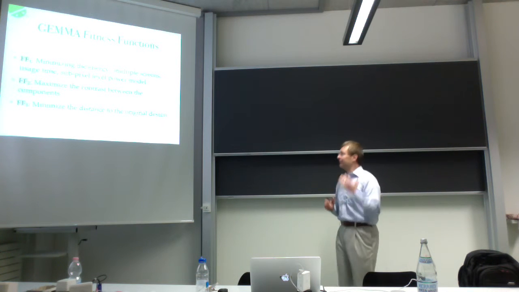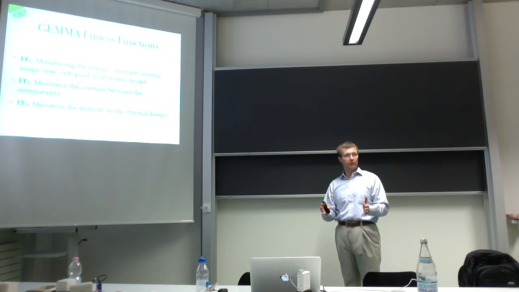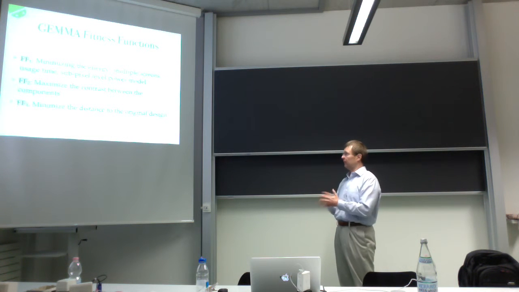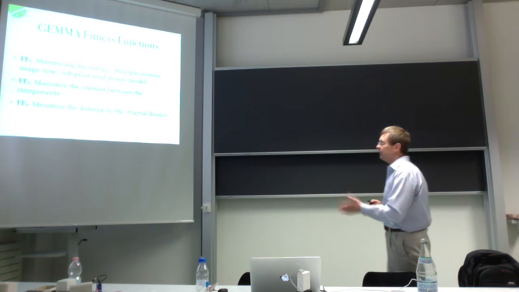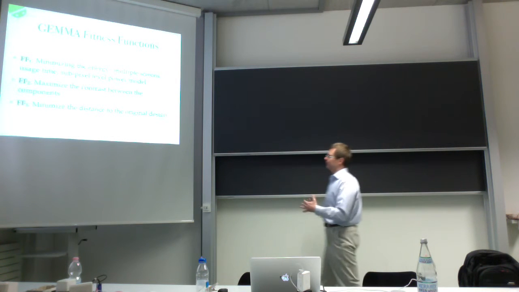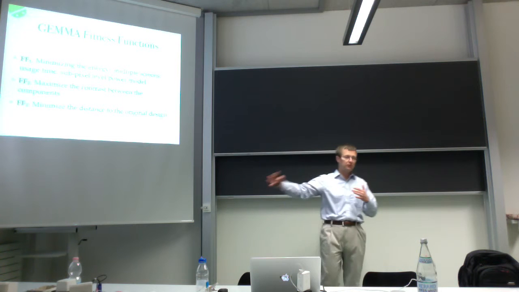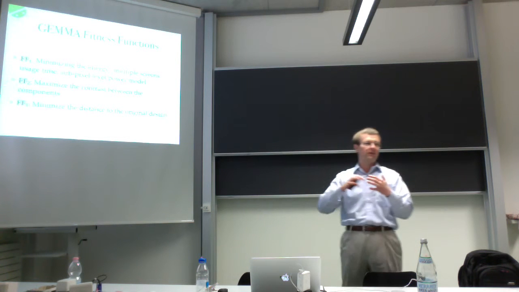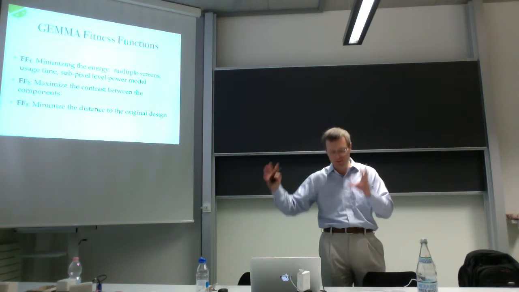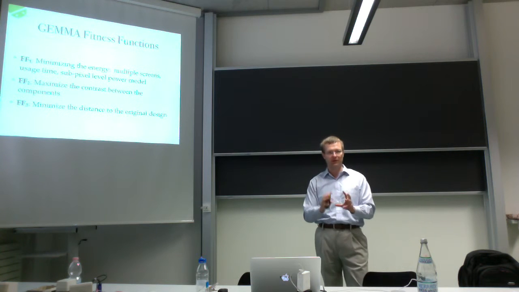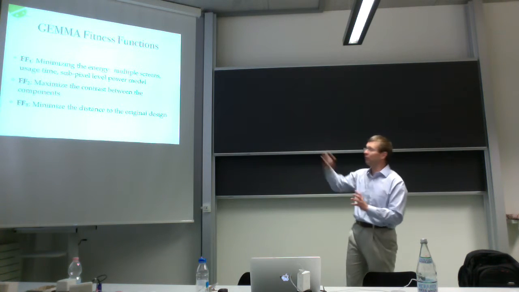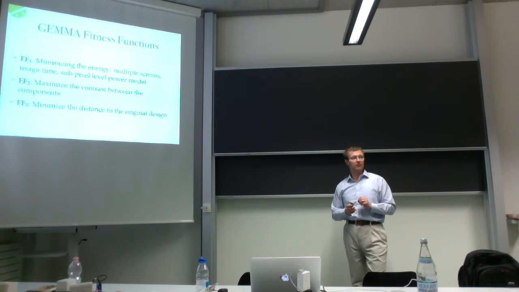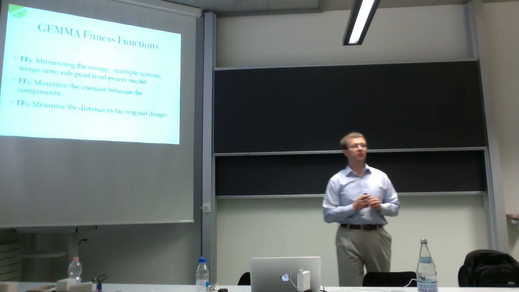Okay? At the same time, we would like to maximize the contrast between different components, because hopefully that will result in visually appealing solutions. And at the same time, we would like to minimize the distance to the original design. So we don't want to suggest solutions which are completely outside the box. We want to suggest solutions that users are familiar with, but that consume less energy, and that hopefully improve the contrast. So this is why we need multi-objective optimizations.